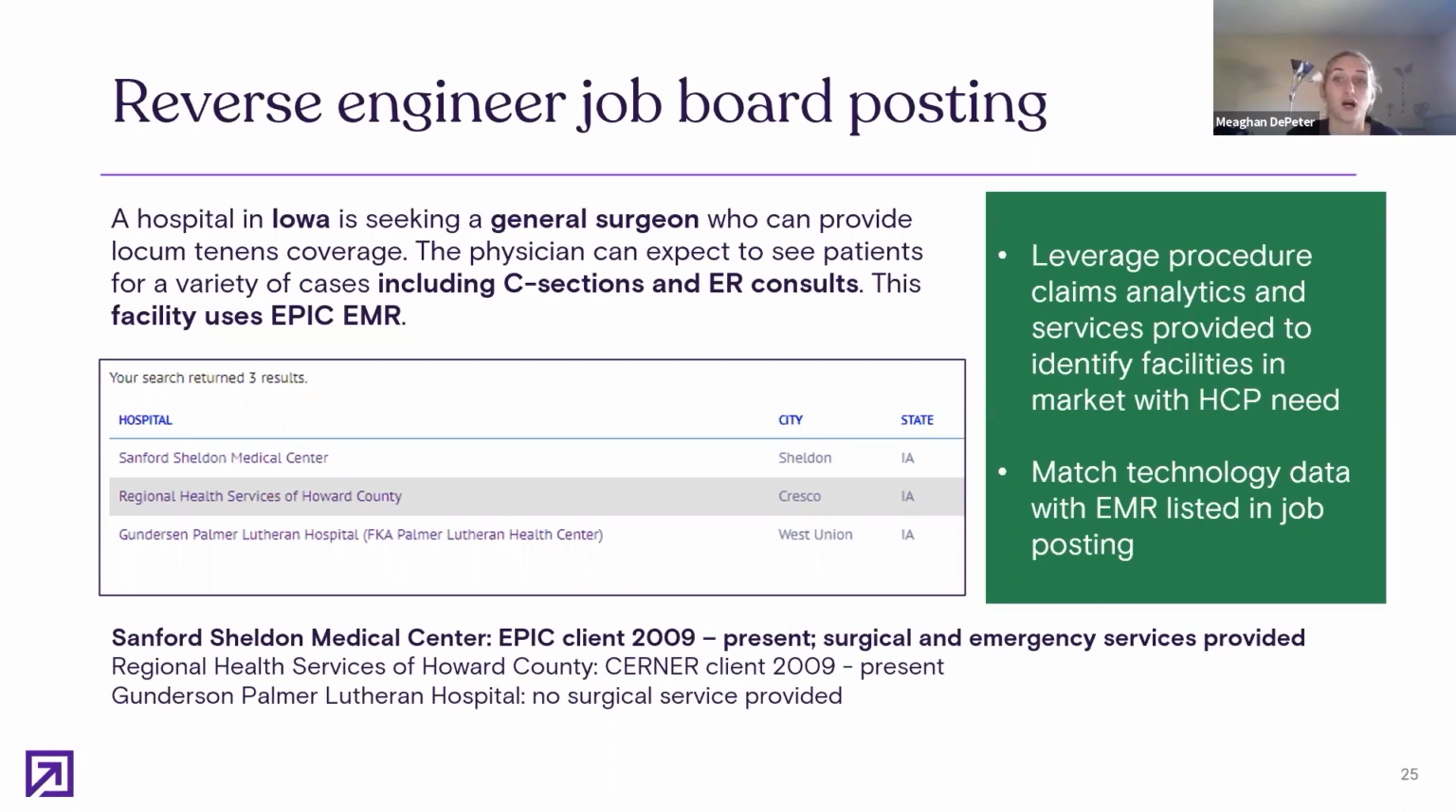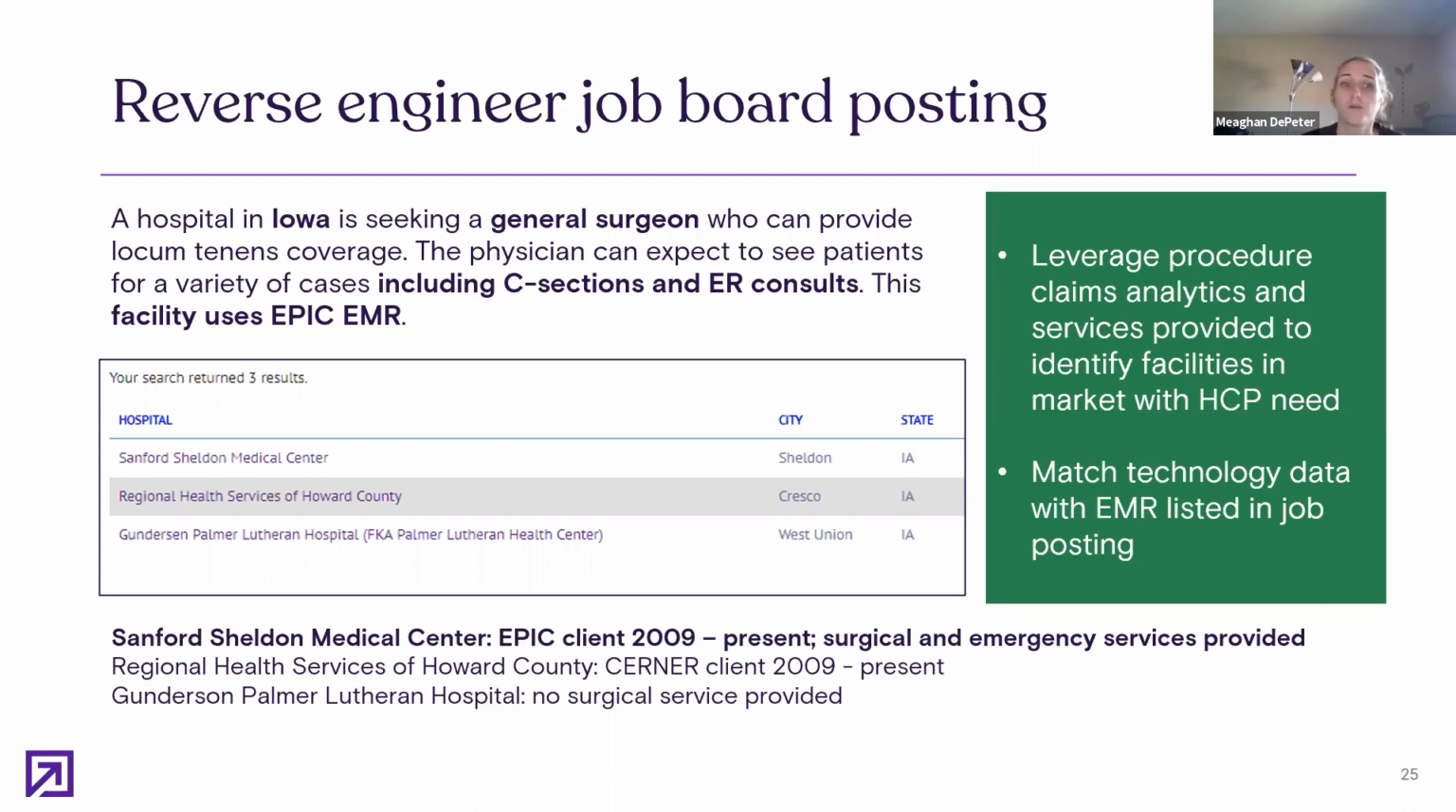Utilizing Definitive Healthcare hospital searches, we can look for hospitals that fit this criteria. From there, you can leverage procedure claims analytics and services provided to identify facilities in a market with healthcare provider need. One can even match technology data with EMRs listed in the job posting. In this case, we have 3 hospitals shown. Out of 3, only one actually has Epic as a client with surgical and emergency services provided. So we now have been able to identify who has the healthcare provider need.